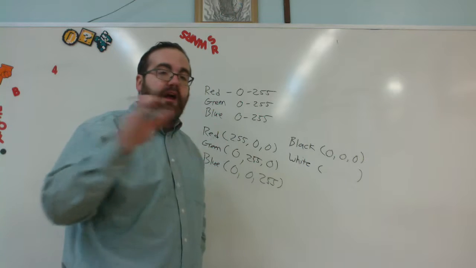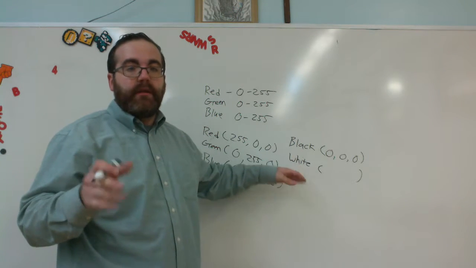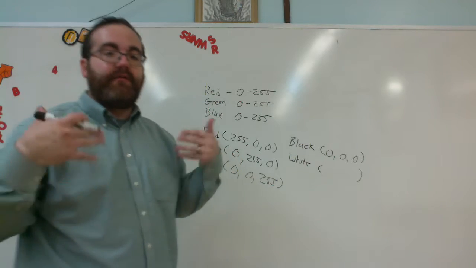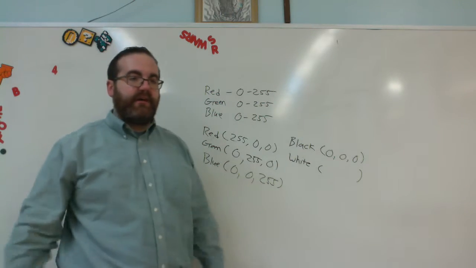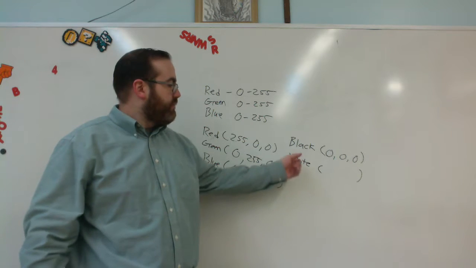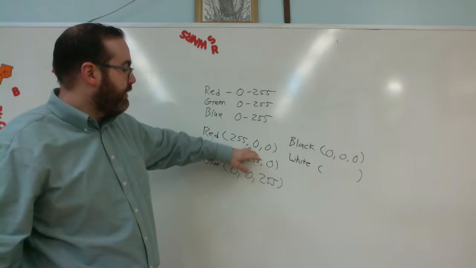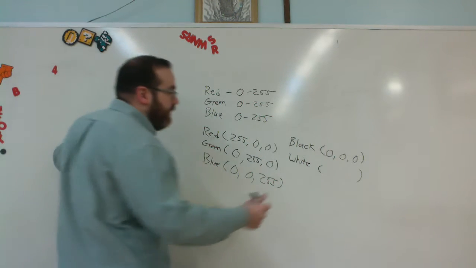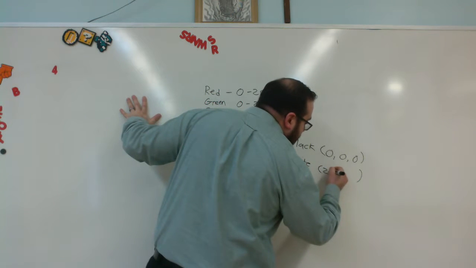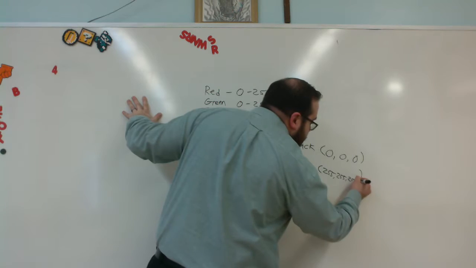Now, on the opposite end, white is the presence of all color. All the colors jammed in there together. So, if we want all the red, all the green, and all the blue to be turned up on a pixel, then to get white, like the board behind me, we would need all of the numbers.